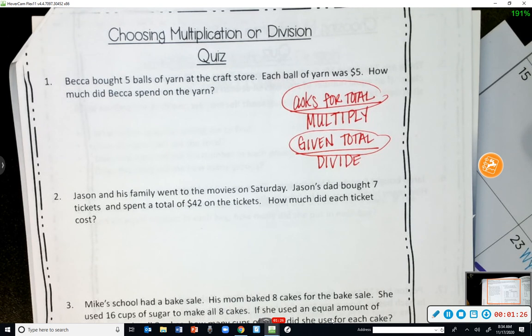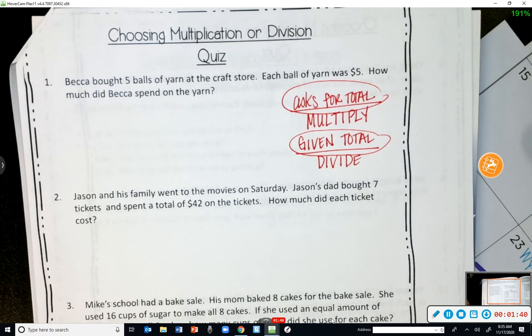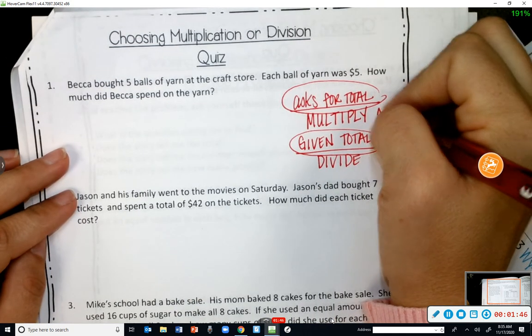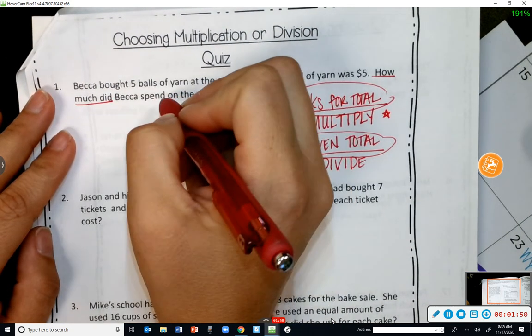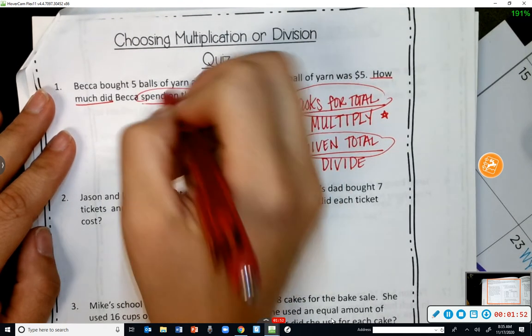Did it ask us for a total? No. It said, how much did Becca spend on the yarn? Is it asking how much she spent in all, the total? Yes. So we are going to what? Add. Multiply. You can add, but we've learned to multiply, so we're going to do that. Multiply, because it asks for how many or how much did Becca spend on the yarn.